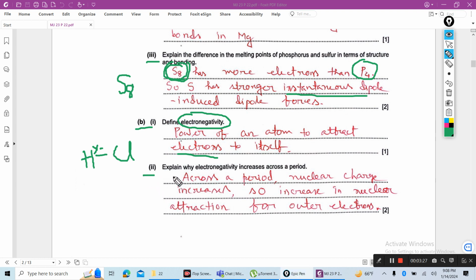B2. Explain why electronegativity increases across a period, left to right. Across a period from the periodic table, left to right, nuclear charge increases. So there is an increase in nuclear attraction for the outer electrons. That means from left to right, nuclear charge increases, so the nucleus attracts electrons more strongly.